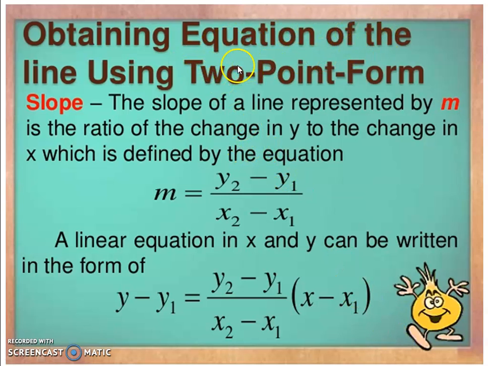To obtain the equation of a line using the two points form, you must know the slope of the line, represented by m, the ratio of change of y to change of x, which is defined by the equation m is equal to y2 minus y1 upon x2 minus x1. A linear equation in x and y can be defined in the form y minus y1 is equal to y2 minus y1 upon x2 minus x1, into x minus x1. Instead of y2 minus y1 upon x2 minus x1, you should write y minus y1 is equal to m in bracket x minus x1.